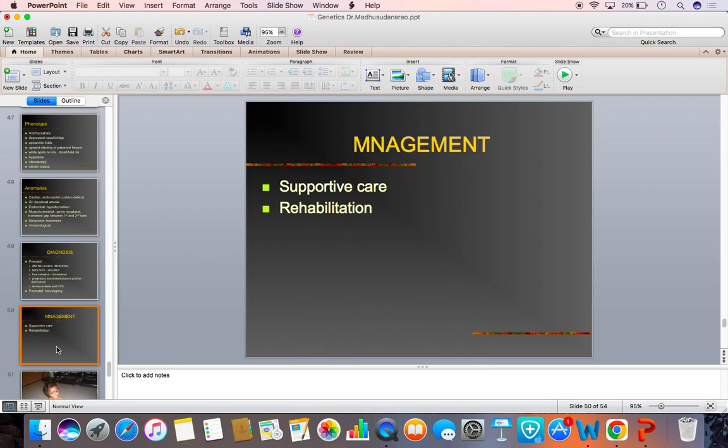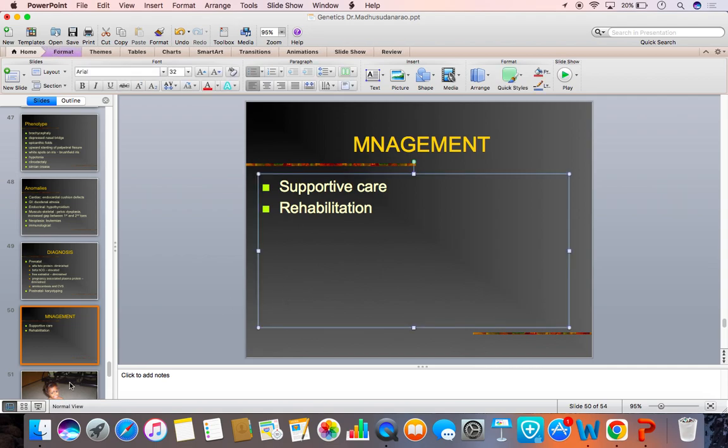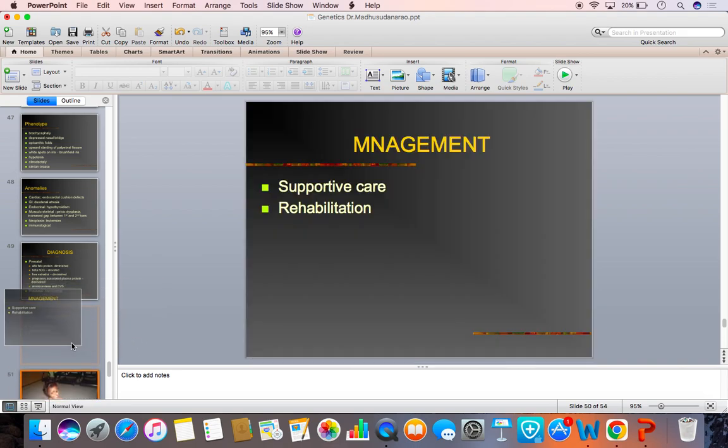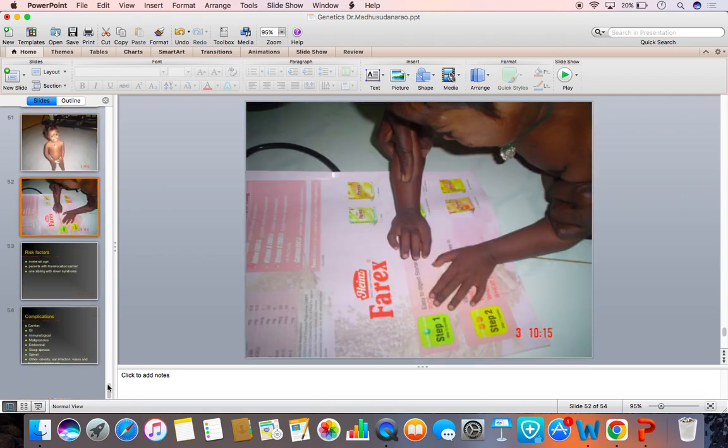How do you manage? There's no cure for this because it's a chromosomal anomaly. You give supportive care and rehabilitation. This is the picture showing the features of Down syndrome. You see the clinodactyly. There is the incurving of the little finger.